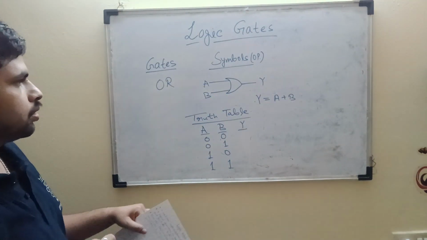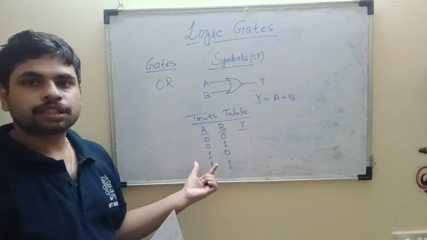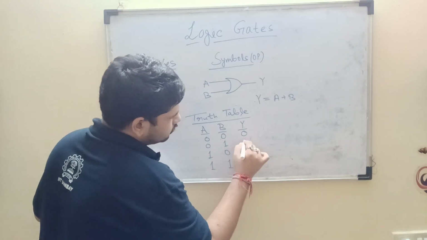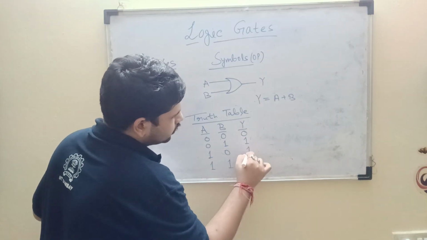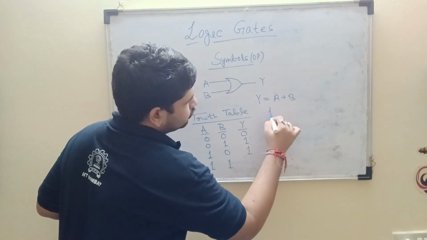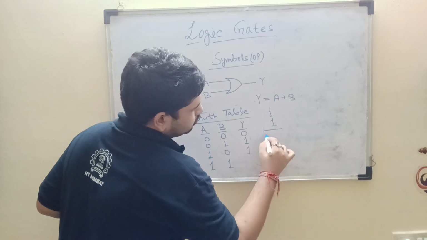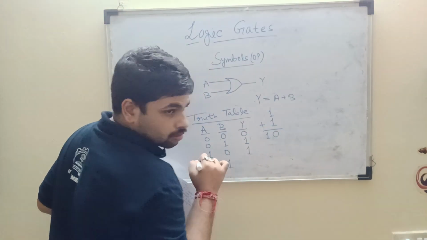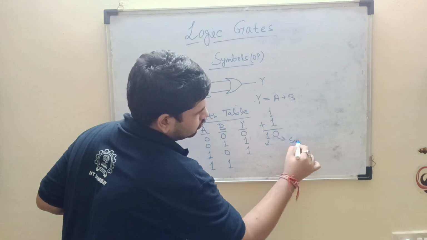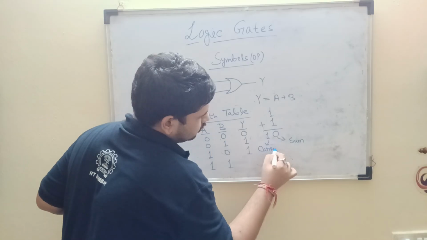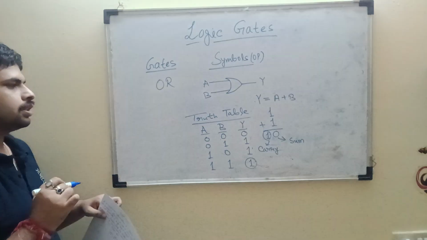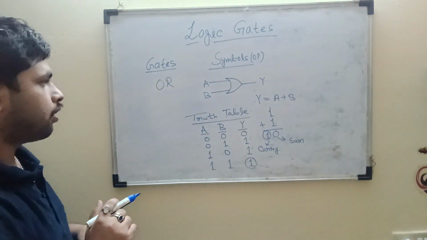Okay, so if we do the OR gate, we get the truth table like 0 plus 0 is 0, 0 plus 1 is 1, 1 plus 0 is 1. And what about 1 plus 1? In Boolean algebra, if we add 1 plus 1, then it will give 1 0. Okay, so this is the sum, and this is called the carry. So the carry part will be here. So this will be the truth table of the OR gate.